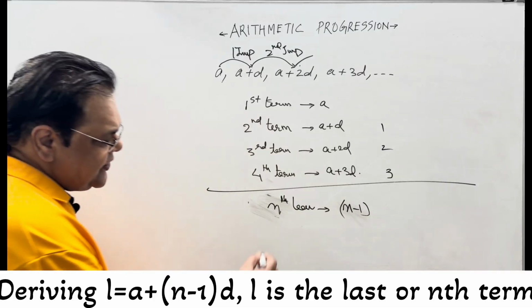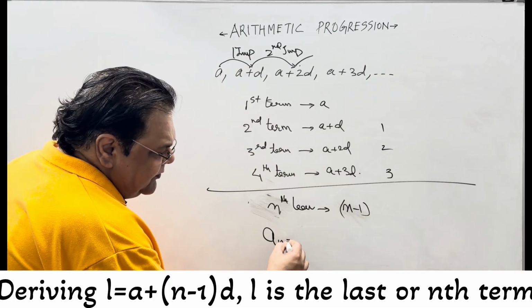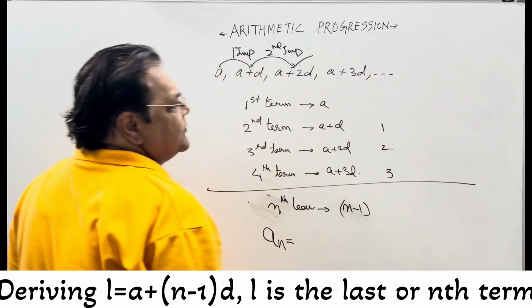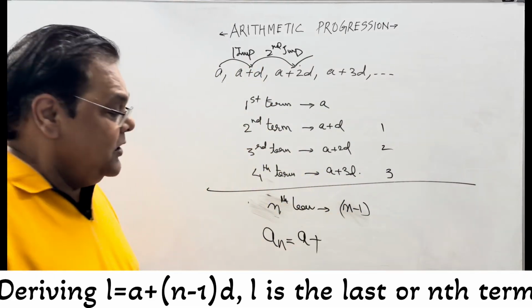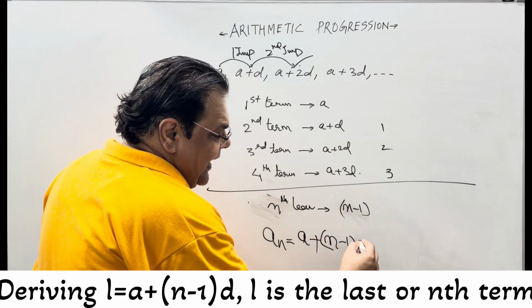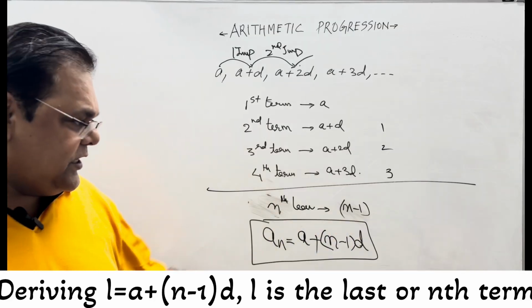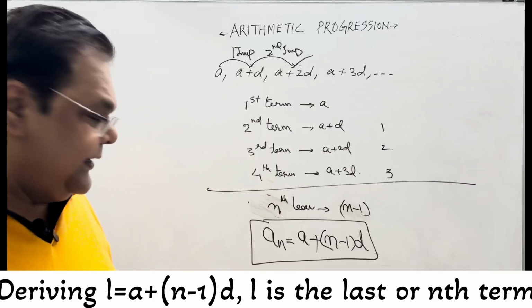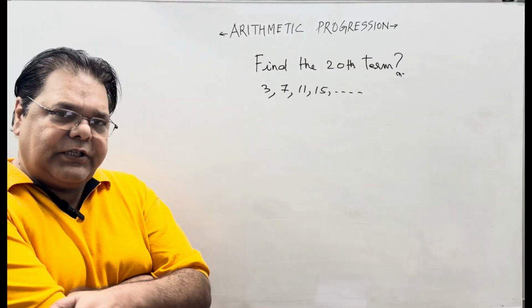So we can write the nth term of this sequence will be the first term plus the number of jumps, n minus 1, times the common difference. So this is a very important derivation. Let us solve this question.